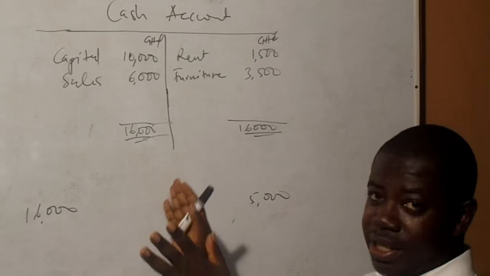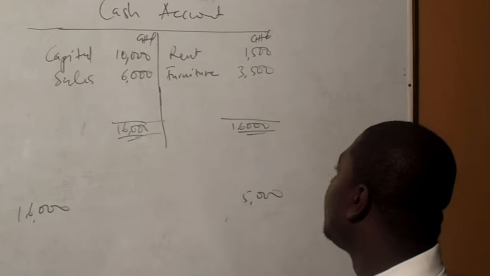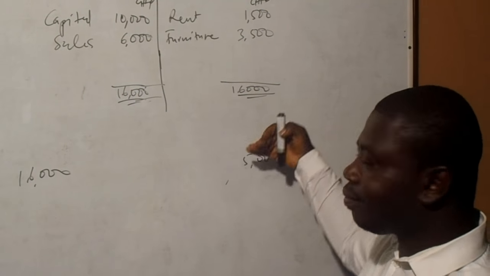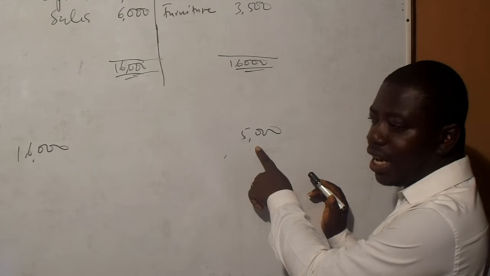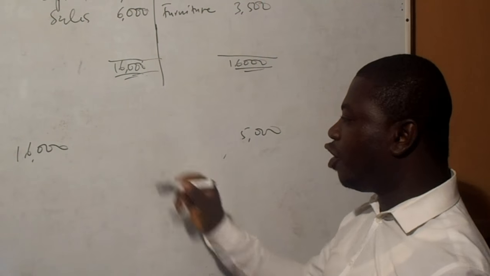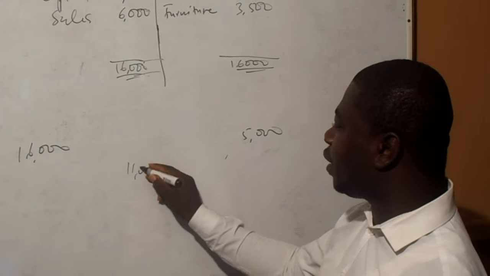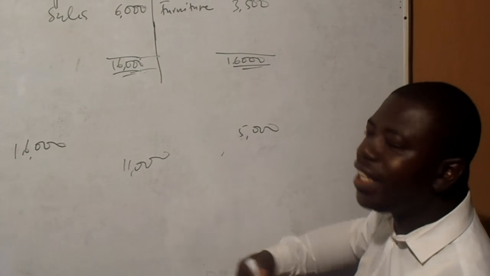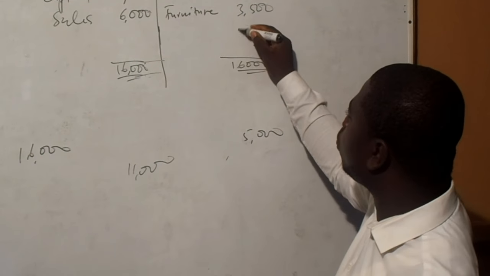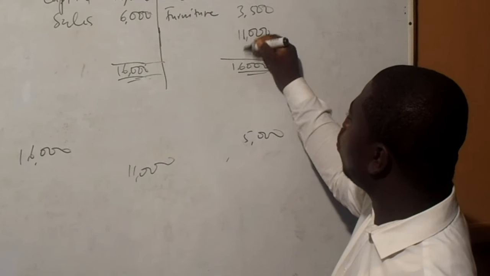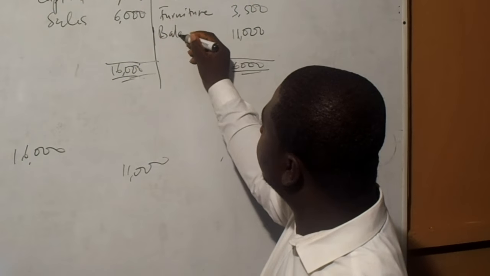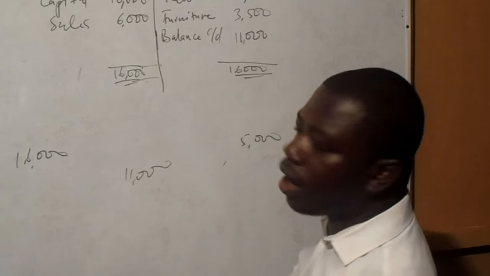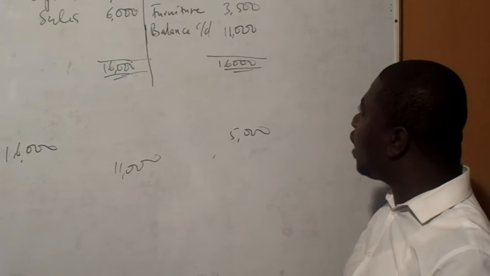That is the meaning of balancing. To balance means to make it equal. Now, once we have made the two sides equal, we know that this side is 5,000. If we find the difference between these two figures, we get 11,000. So we need 11,000 more to make this equal to the debit side. So we put it there. Now we call it balance carried down, balance C/D.